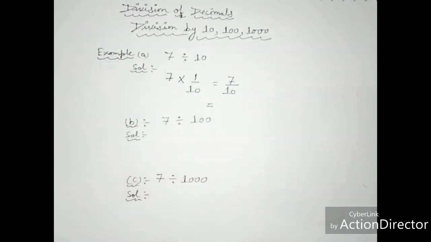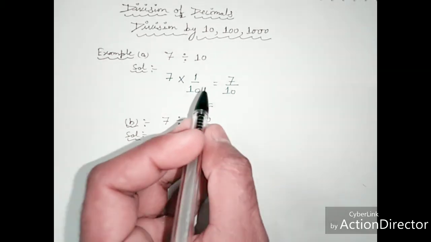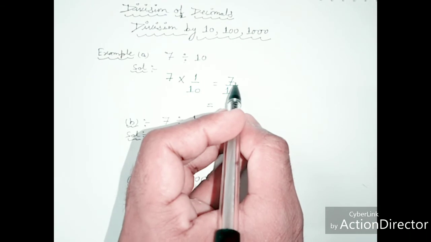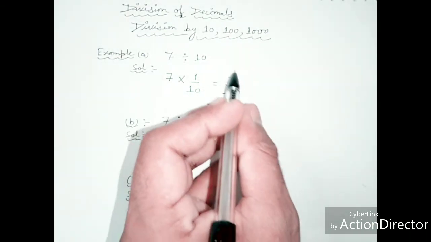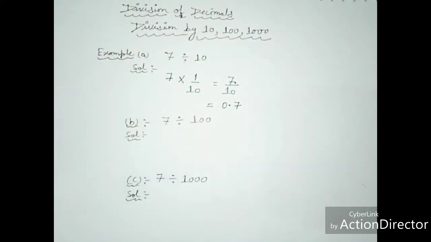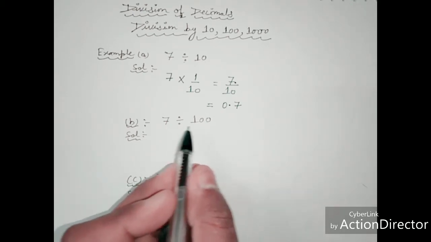In the above discussion we learned division by 10. Dividing a decimal by 10 moves the decimal point one place to the left. So here if we divide this 7 by 10, the decimal place is here, so it moves to the left-hand side by one place, so we write 0.7. So when we divide 7 by 10, it gives quotient 0.7. Now we divide 7 by 100.